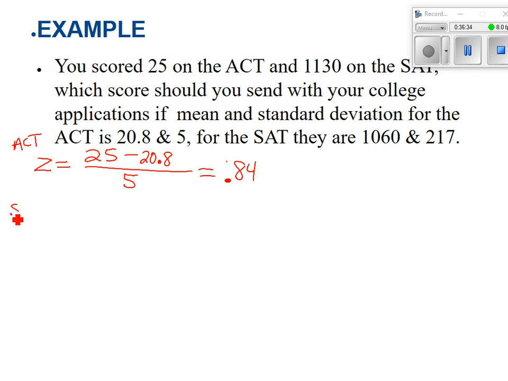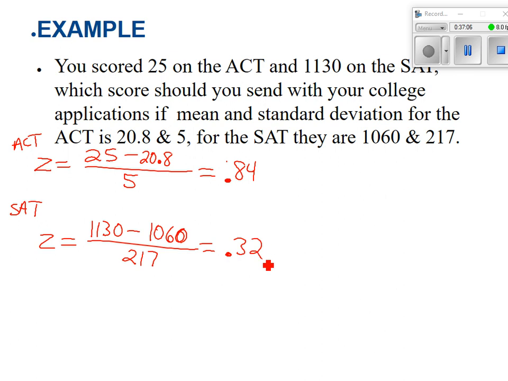Now, if we do the SAT one, same idea. We get 1130 minus 1060, divided by 217. So which one should we send?